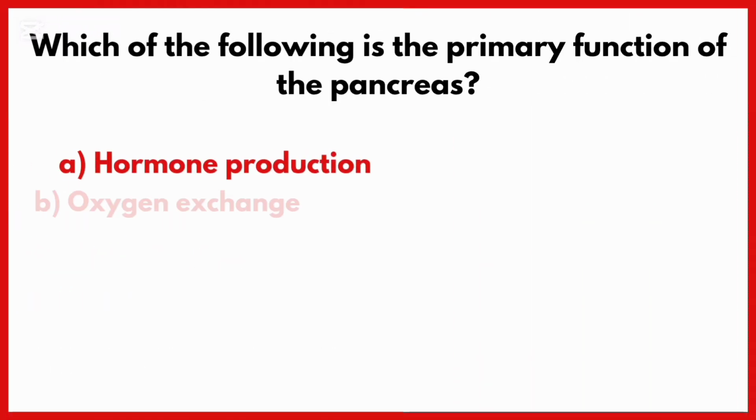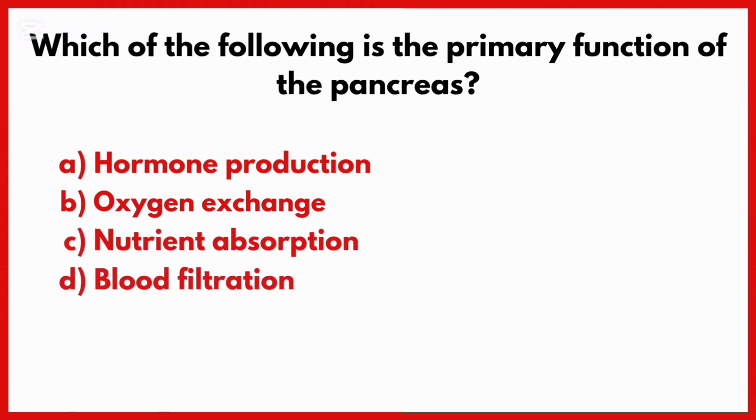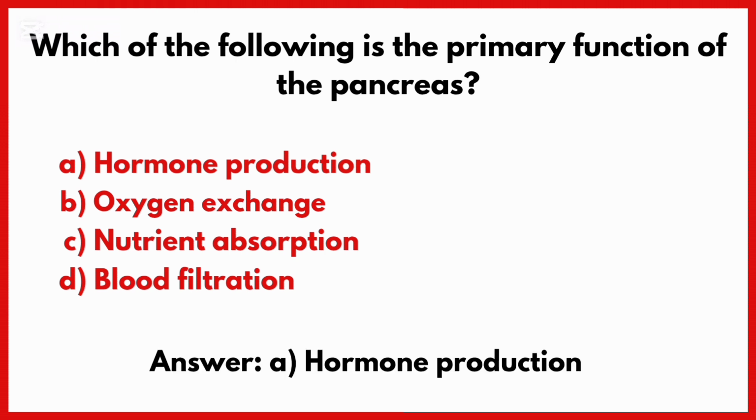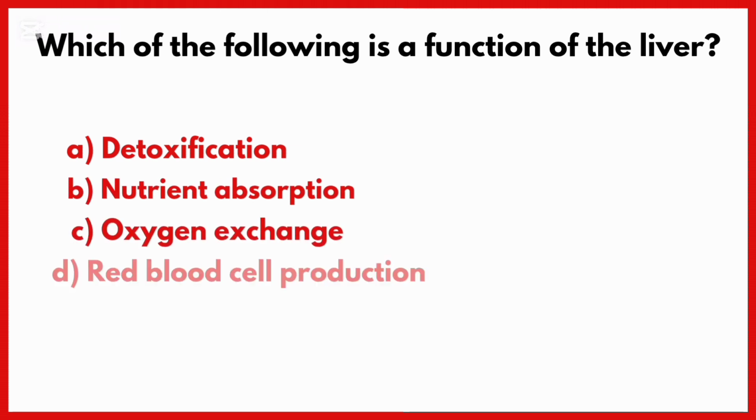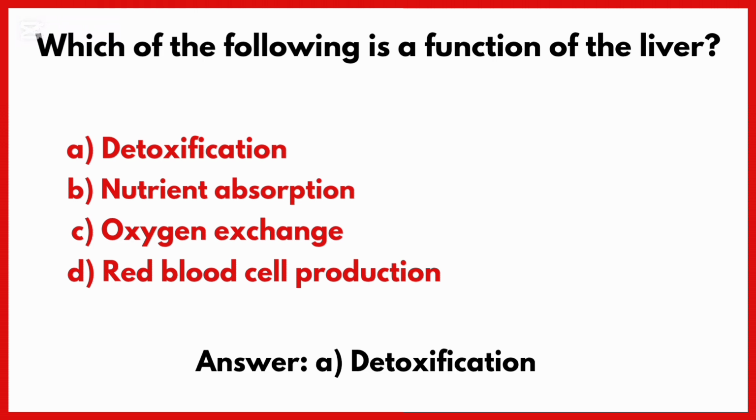Which of the following is the primary function of the pancreas? Correct answer is option A, hormone production. Which of the following is a function of the liver? Correct answer is option A, detoxification.